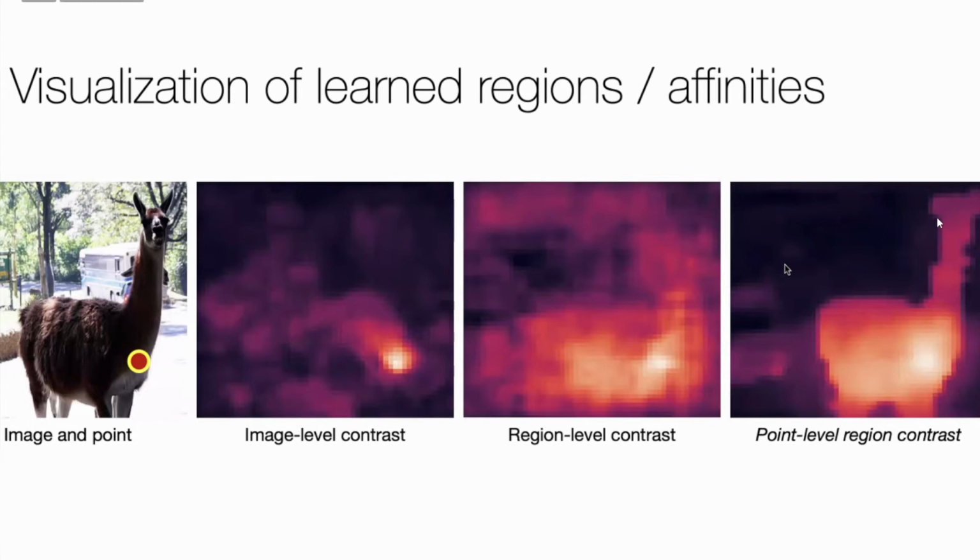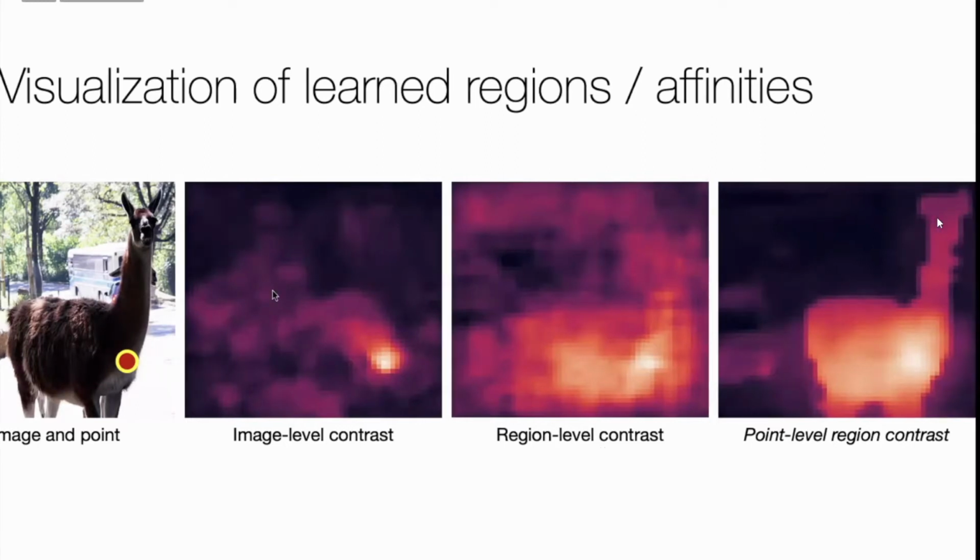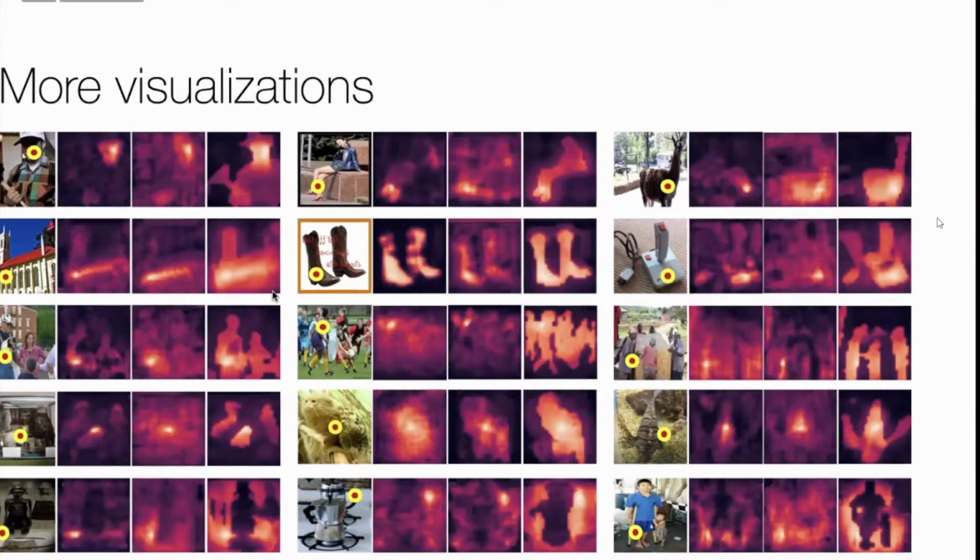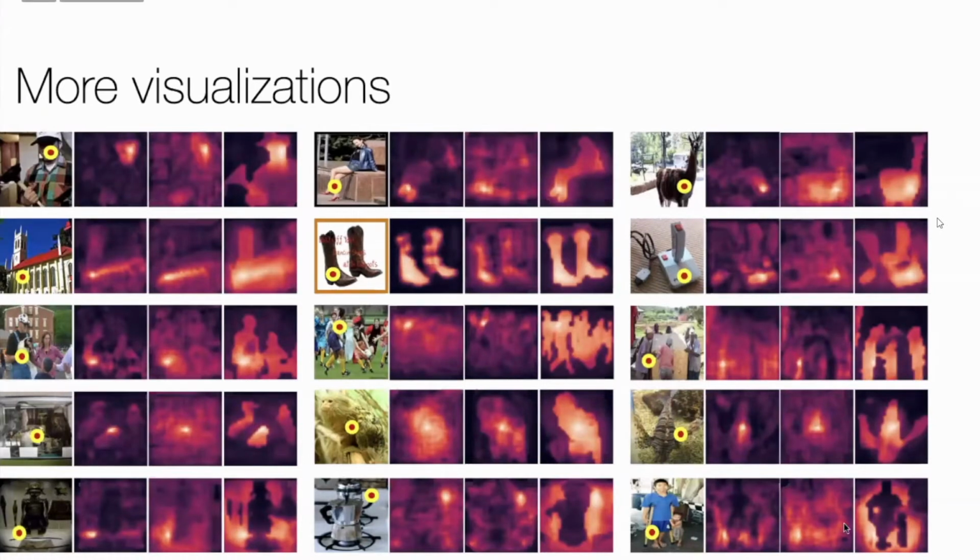And here are more visualizations from the paper. I'm not going to list all of them one by one, but overall, we see that point level region contrast shows very crisp boundaries around the objects, like humans here. And if we sample points from the background, for example, this one is very close to the person but is part of the background, the similarity will cover the vicinity of the person, but it's actually the background. It's kind of fun to check what the algorithm has learned.